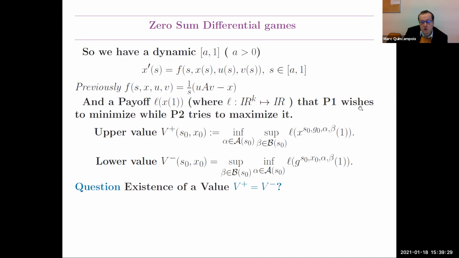And this payoff, P1 wants to minimize it, while P2 wants to maximize it. And so this gives, as you know, two values, the upper value, which is the inf sup of the payoff according to strategy. So it is L of X at final time, where the initial condition is X0, and alpha and beta are the two strategies, one for the first player and beta for the second player, evaluated at the final time 1. And so we have two values, and as usual, the important question is to know when these values coincide. And so I will explain briefly how to prove for differential games that these two values coincide.